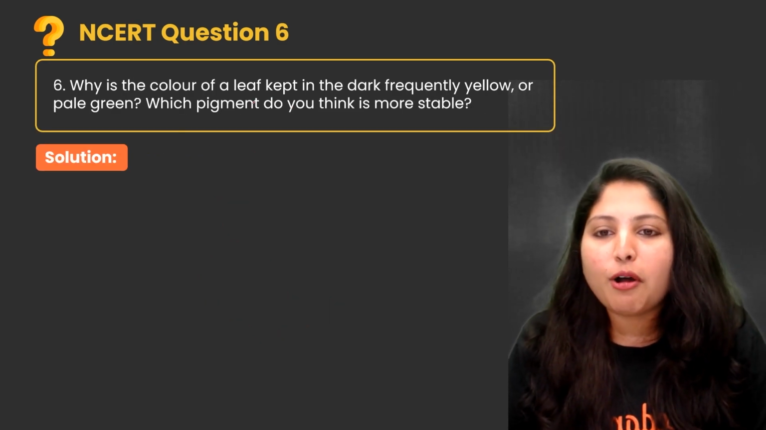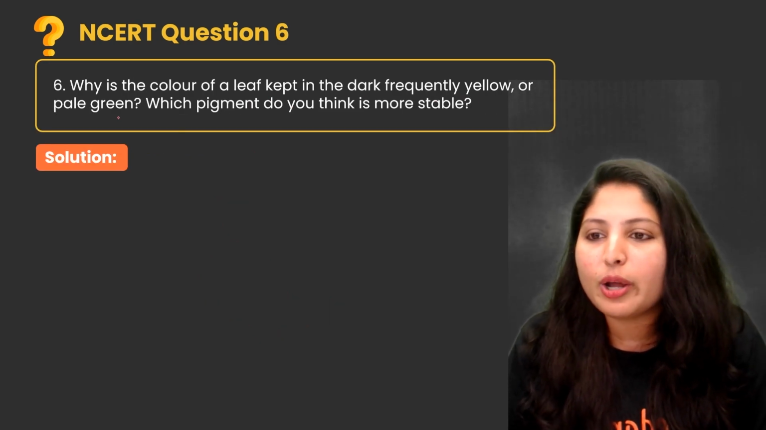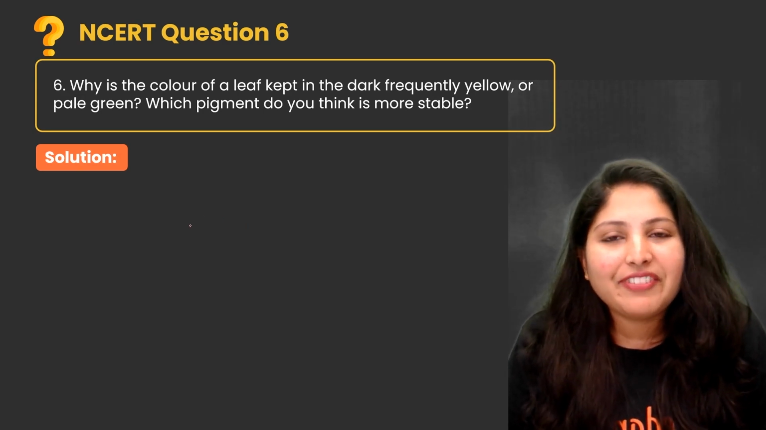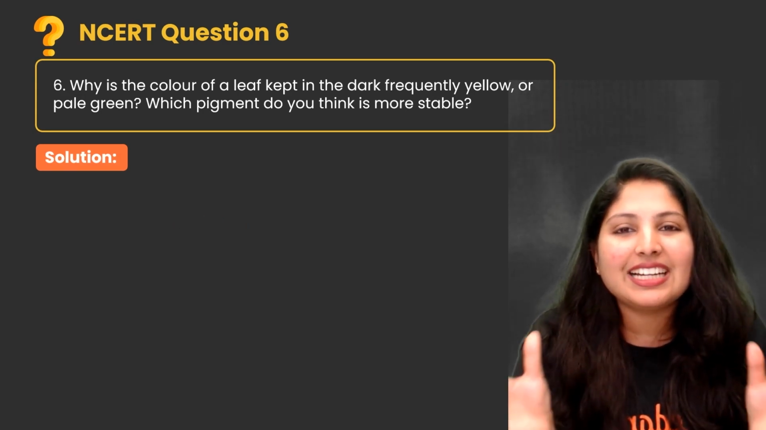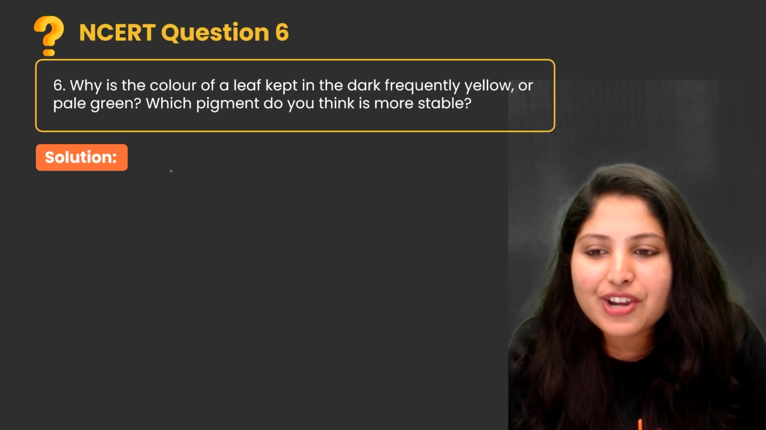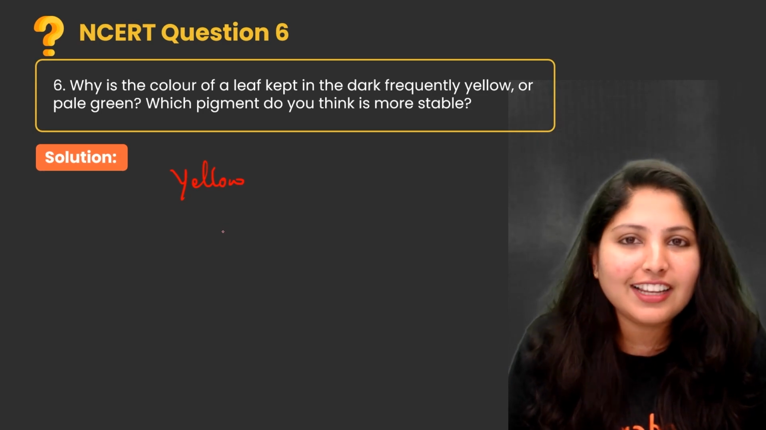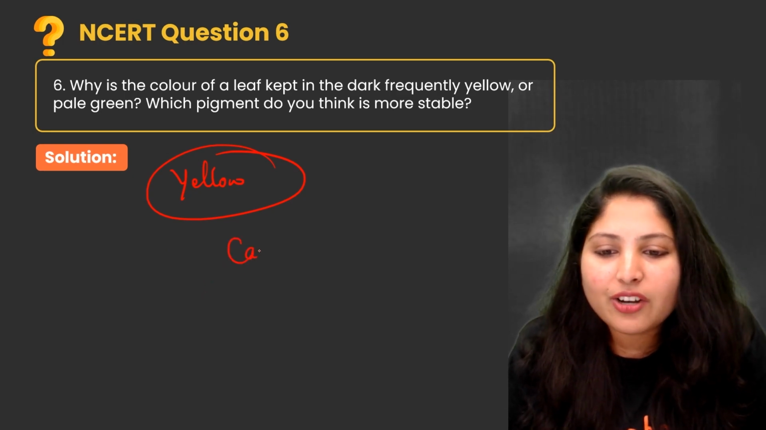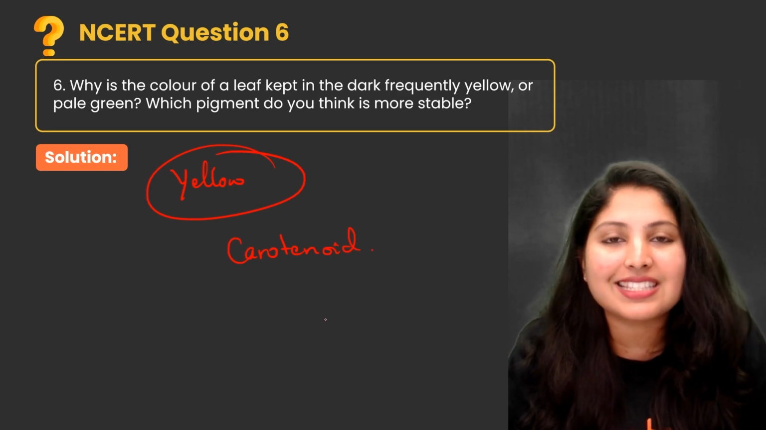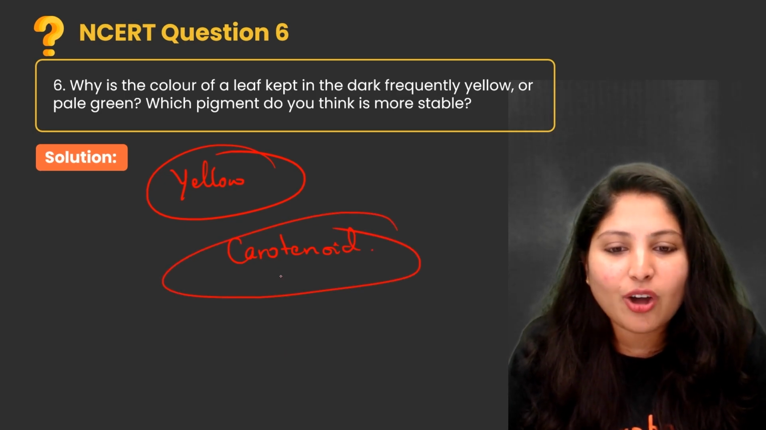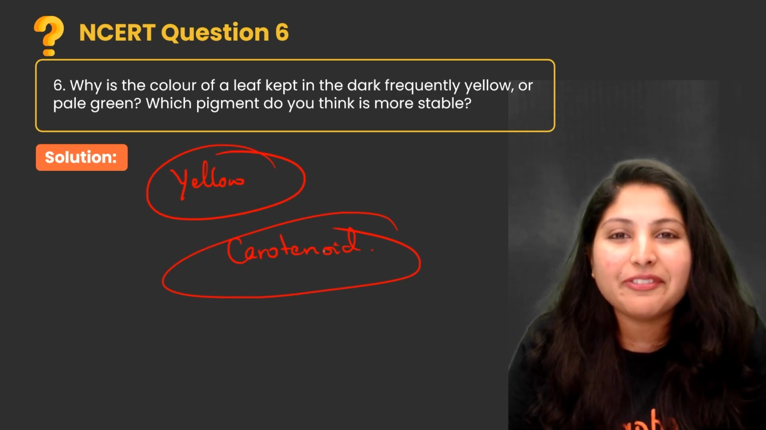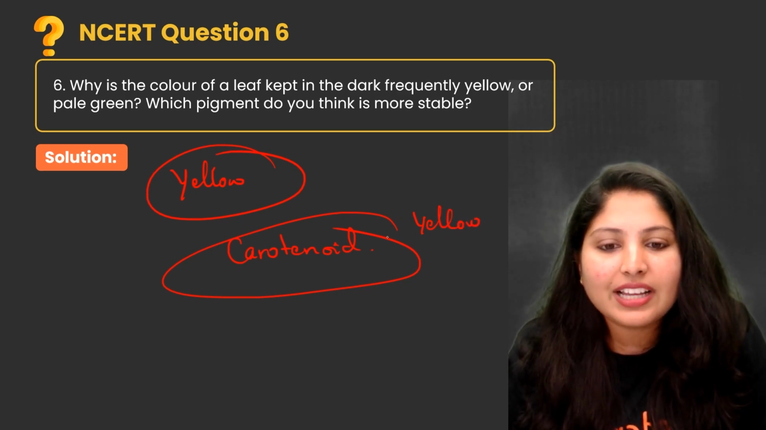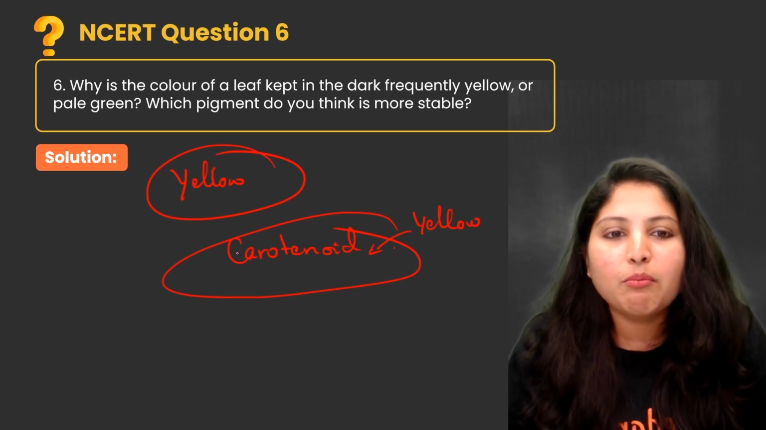Why is the color of a leaf kept in dark frequently yellow or pale green? Which pigment do you think is more stable? When we take a potted plant and keep it in a dark place, after a few days we can see a yellowish color in the leaf, right? Why is it yellow? It is because the carotenoid pigments are more stable. Carotenoid gives the plants which color? Yellow or orange color, right? So this yellow or orange color is given by carotenoid. That's why it is called more stable.